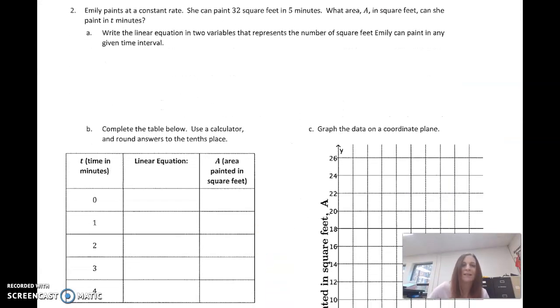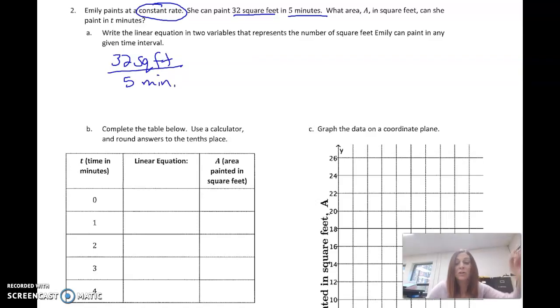One more example. Emily paints at a constant rate. All right, constant rate. I know what I have to do. 32 square feet, 5 minutes. What area can she paint in T minutes? Well, I'm going to start here putting time on the bottom. 32 square feet in 5 minutes.